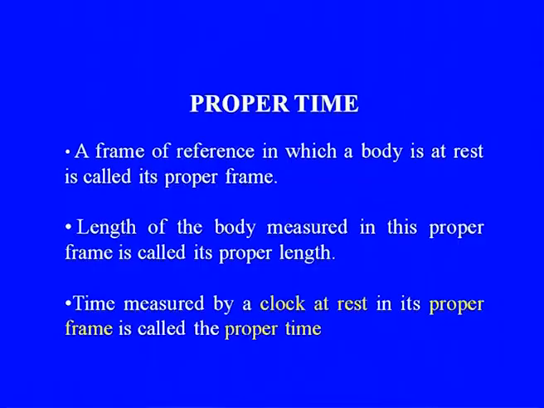So having seen this, let's have a look at what proper time is. So what's a proper frame of reference? A reference frame in which a body is at rest is called its proper frame. We know that. And we also know what a proper length is. The length of the body measured in this proper frame is called its proper length. So the time measured by a clock at rest in the proper frame is the proper time. Okay. So just like the proper length, is the proper time invariant? Well, I think it is, but let's have a look at it once again.